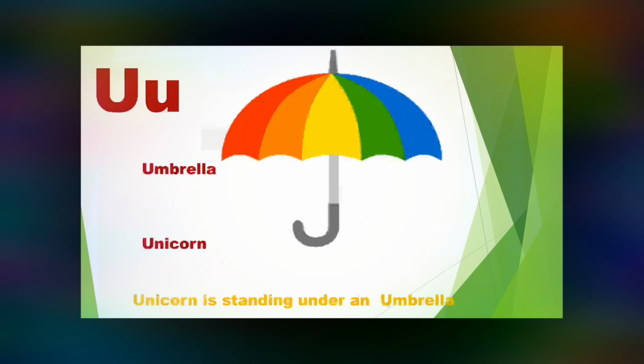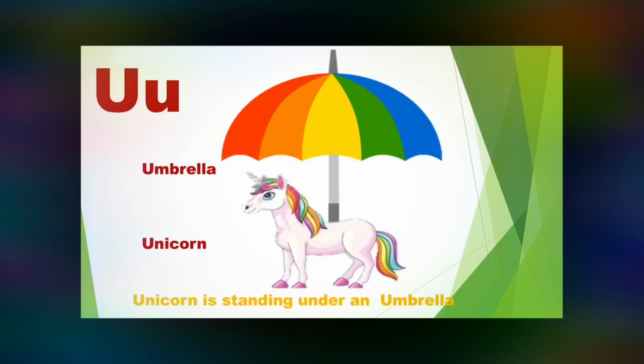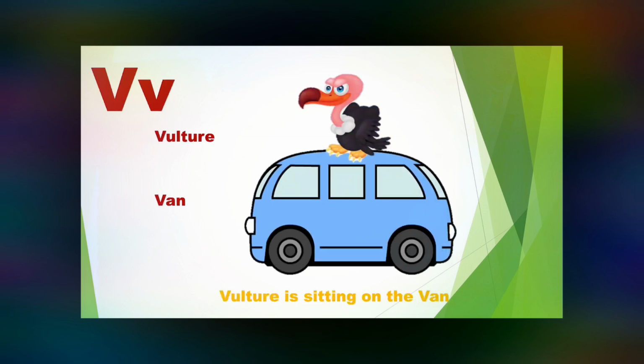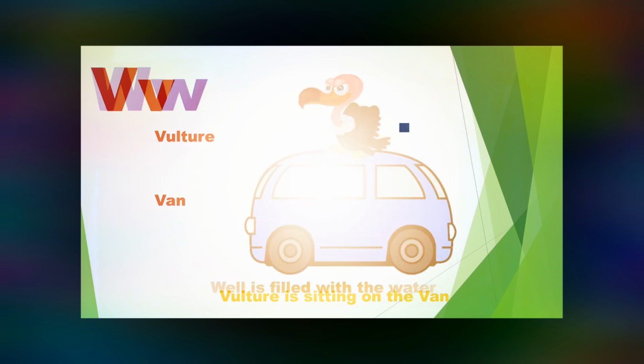U. U for umbrella. And U for unicorn. Unicorn is standing under an umbrella. V for van. And V for vulture. Vulture is sitting on the van.